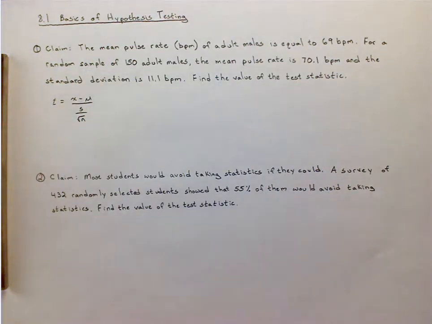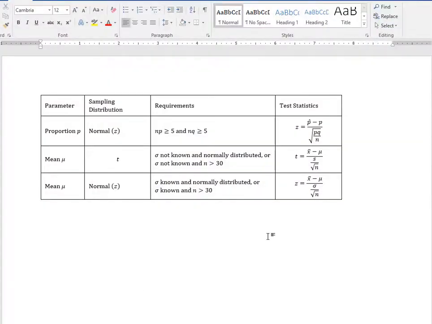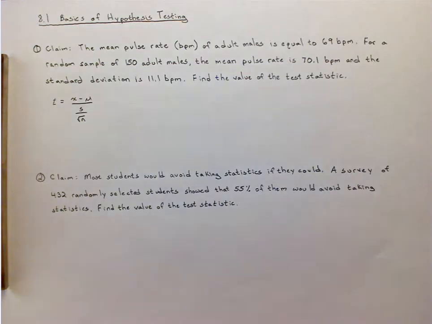Let me pull this up right here. See, my standard deviation is not known, and then the other criteria: normally distributed, or my sample size is greater than 30. But this is the main delineating factor, whether the standard deviation is not known or the standard deviation is known. So that's the formula I'm going to use. And now I simply plug in my values.